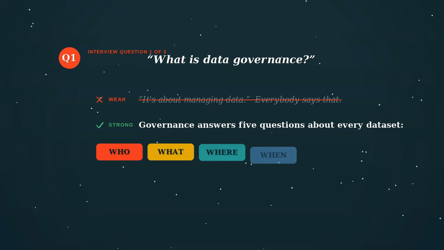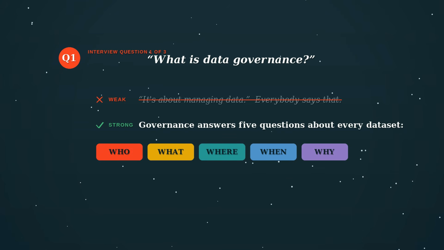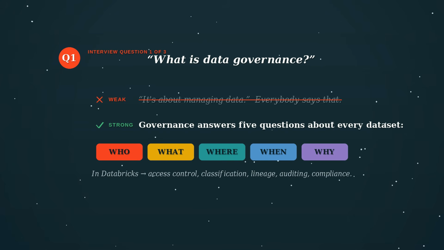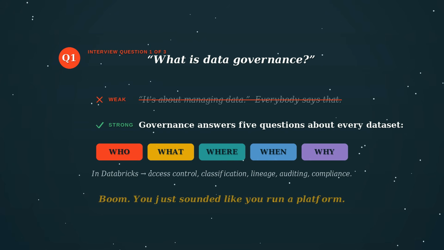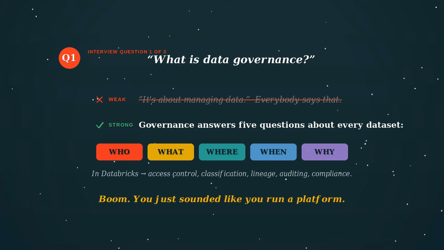Governance answers five questions about every data set. Who can access it, what it means, where it came from, when it was touched, and why that access is compliant. In Databricks, those map to access control, classification, lineage, auditing, and compliance. You just sounded like you run a platform.